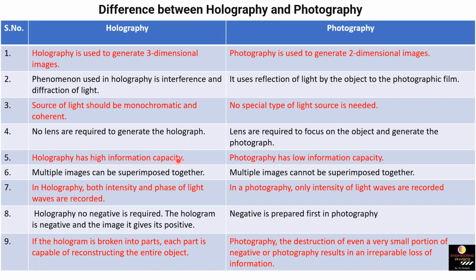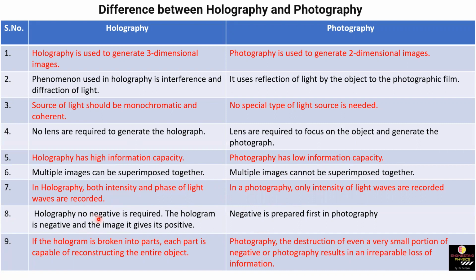Hologram has high information capacity. The information capacity of the image we capture in a hologram is high as compared to photography. In photography, it is low. Multiple images can be superimposed together in the hologram, but in photography, multiple images cannot be superimposed together. In holography, it is very important that we capture the intensity and phase of light. These are recorded. But in photography, only the intensity of light waves is recorded.